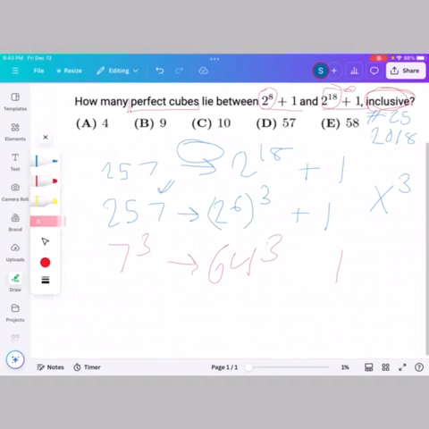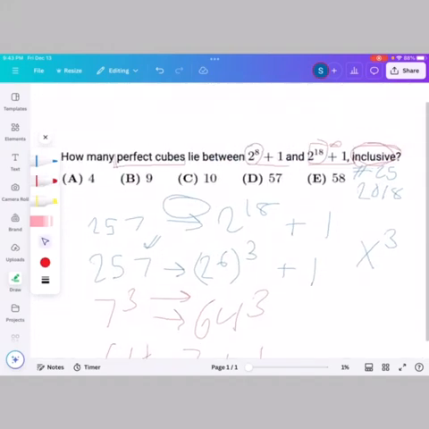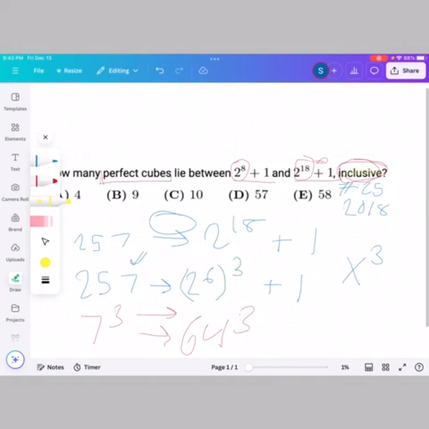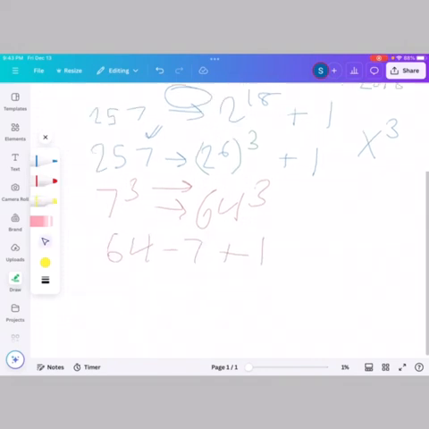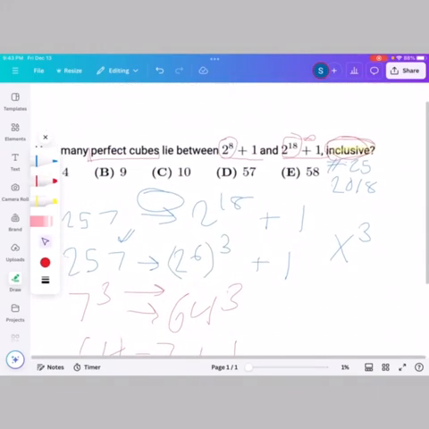So now all we need to do to find all the numbers between 7 cubed and 64 cubed is do 64 minus 7, right? We're finding every term in between, but then plus 1, because don't forget, it says inclusive up here. And a lot of people get stuck on this part because of that. Okay, so 64 minus 7, that's going to be 57, plus 1, that's going to be 58, and that is our answer. So let's go back up and check. And yeah, sure enough, 58 is an answer. So that's just going to be our answer for this problem.